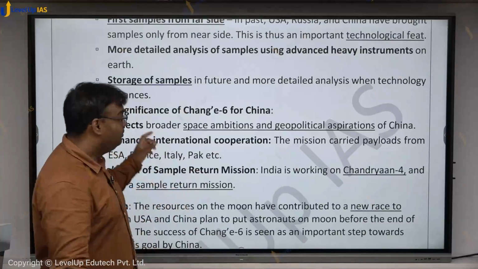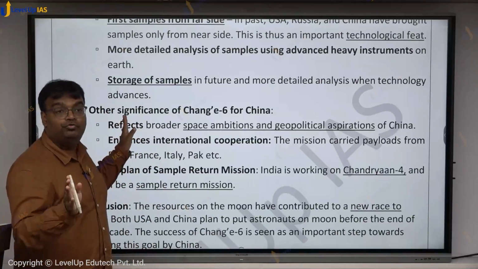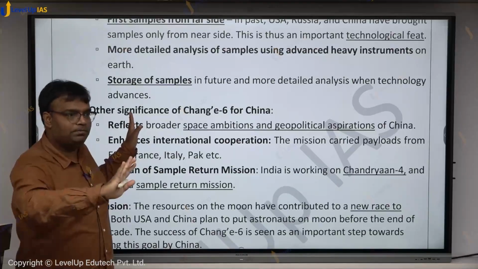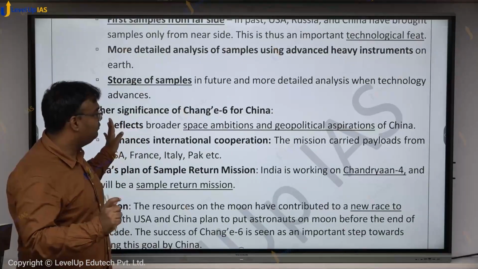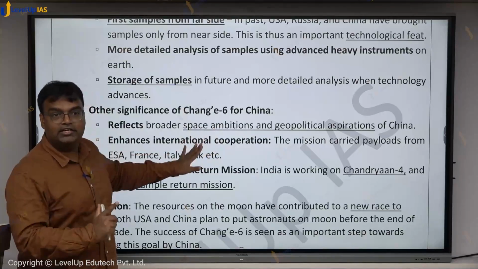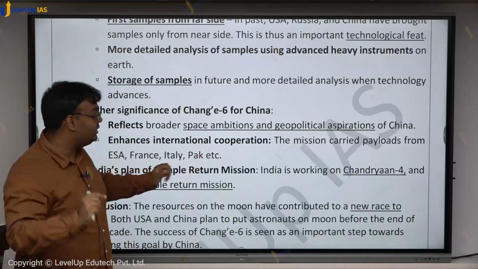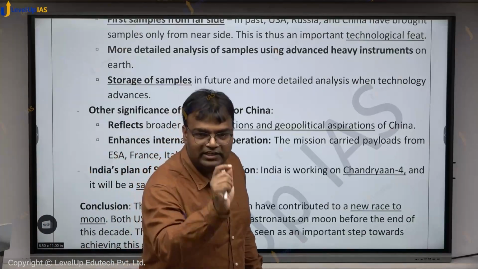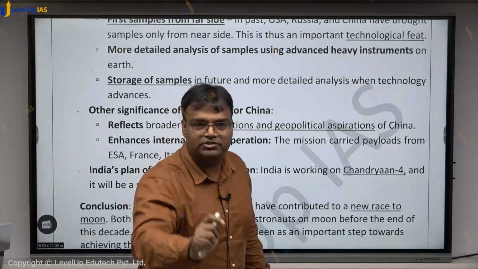देखो यहाँ पे, please understand this heading. This heading is about why is it significant for China. जो बाकी पॉइंट्स थे वो सबके लिए valid है, but it is significant for China because China का स्पेस एम्बिशन, जियोपॉलिटिकल एम्बिशन दिखा रहा है, China का इंटरनेशनल कोऑपरेशन बढ़ा रहा है, but at the same time a third point should also have been there. It's also showing that China is ready to compete with the best of the players.